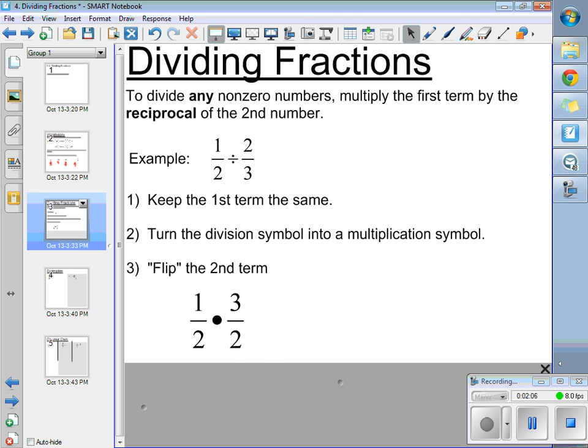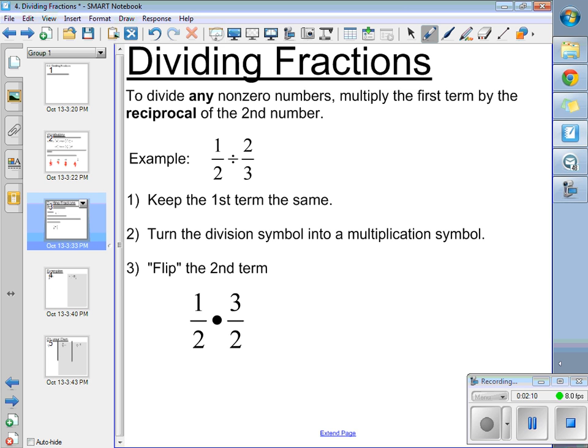Put this over here so we have a little bit more space. I guess it doesn't really matter. And now we just multiply. 1 times 3 is 3, and 2 times 2 is 4. So 1/2 divided by 2/3 is actually 3/4.